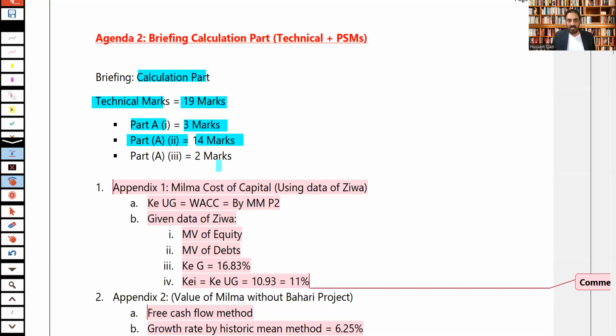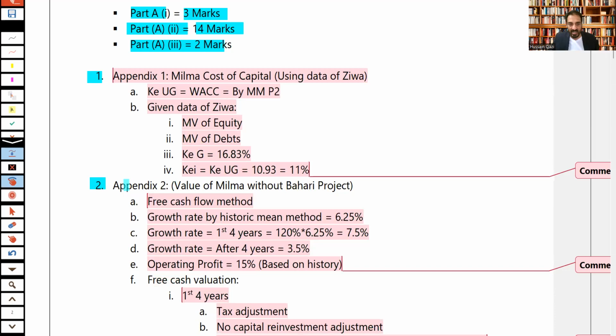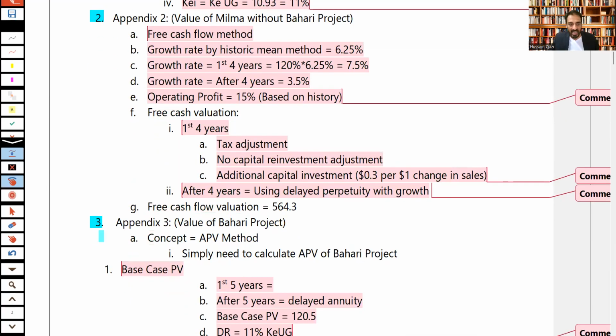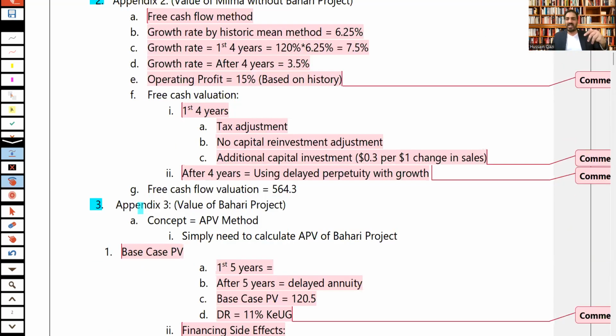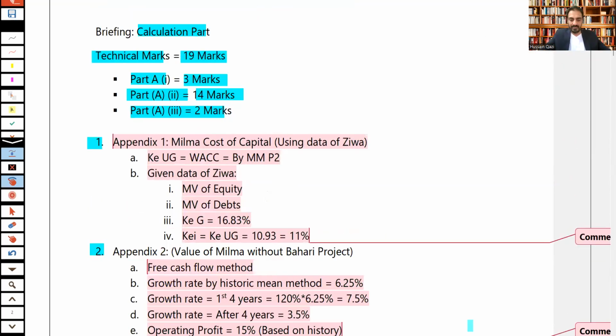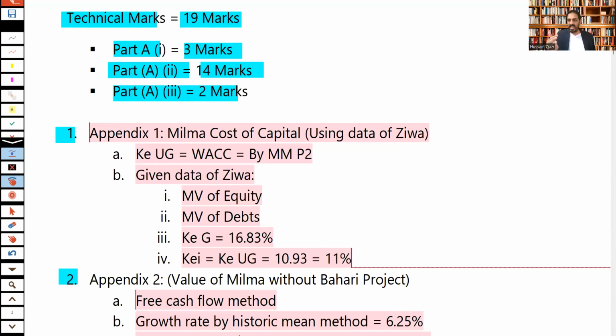So there are 4 parts of the calculation: part A1, part A2, part A3. First identify the 4 appendices I will work on: 1, 2, 3 and 4. Here I am going to provide a quick briefing about how the calculation should be performed, with the sequence and the allocated marks.